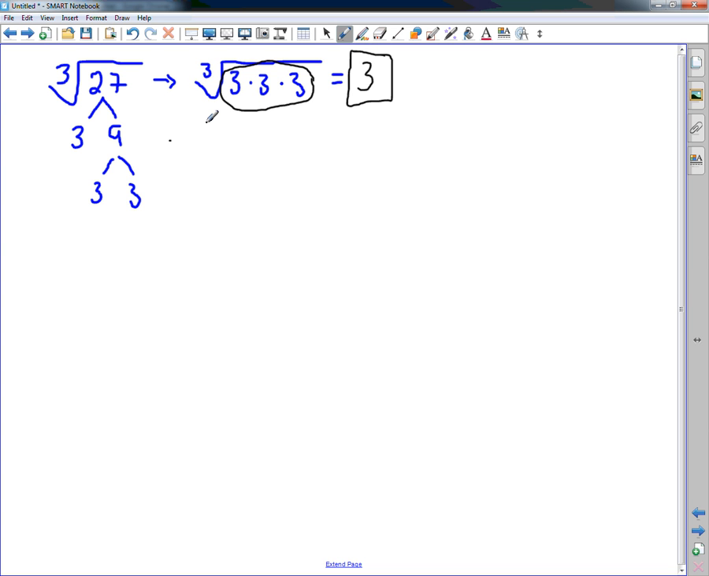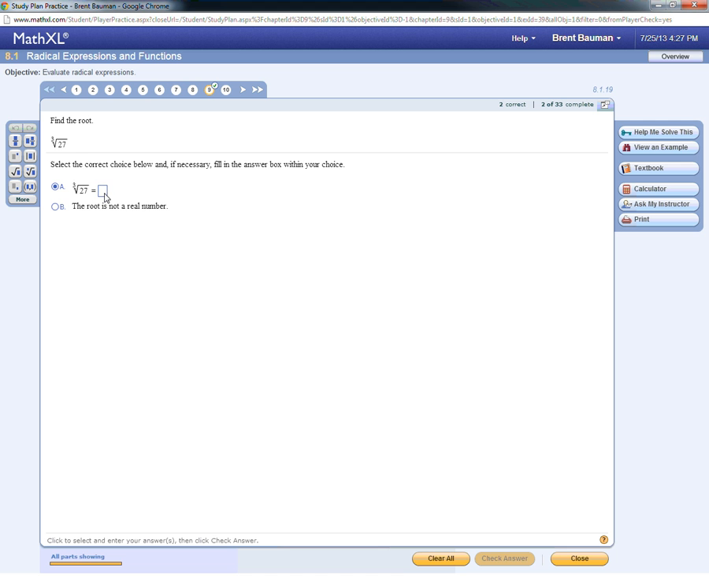That's its exact value. So let's go to MyMathLab, plug in our answer of 3, and check it. Fantastic. Good job. All right, so let's go ahead and now look at the process of finding the approximate value of a cube root.